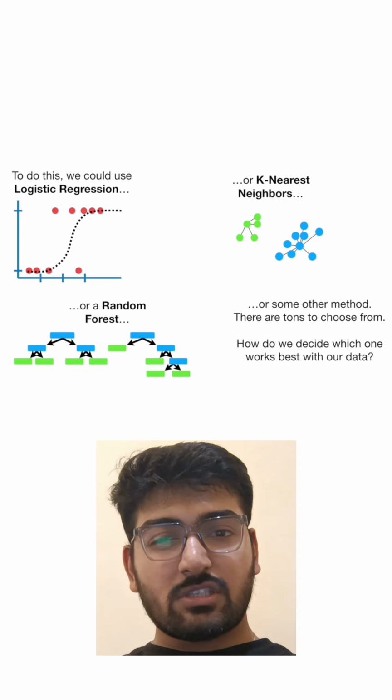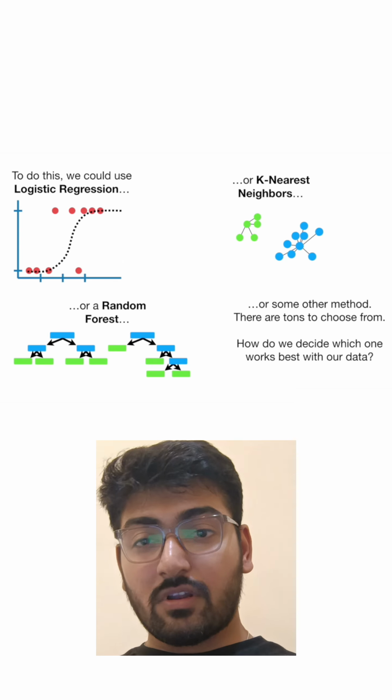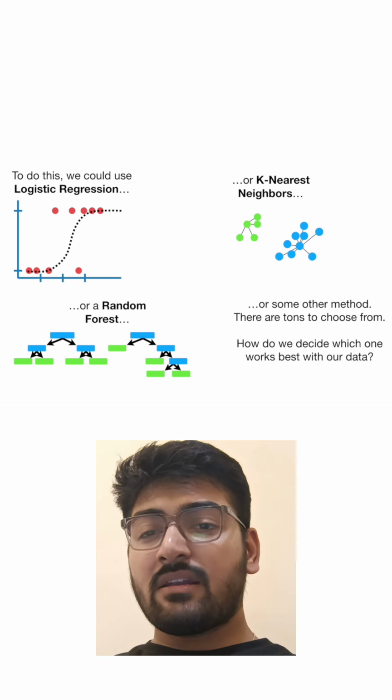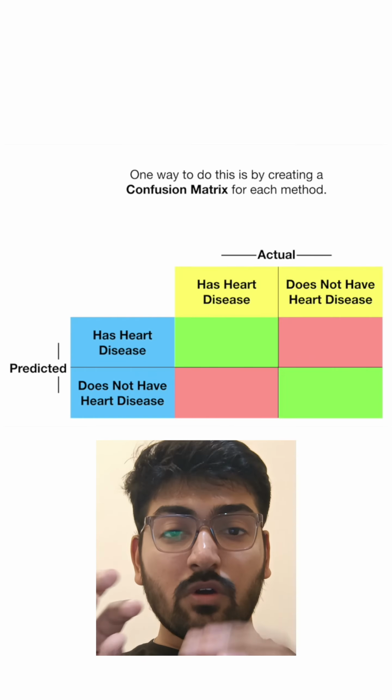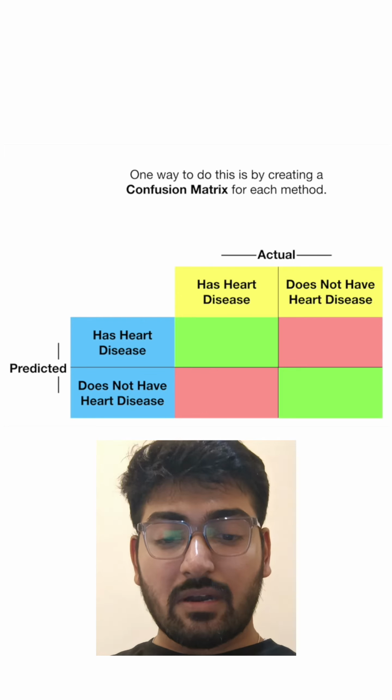To do this, we can use logistic regression, k-nearest neighbors, or random forest, or some other method. And how do we decide which one works best for the data? For that, we do a train test for all of them. We see a confusion matrix.